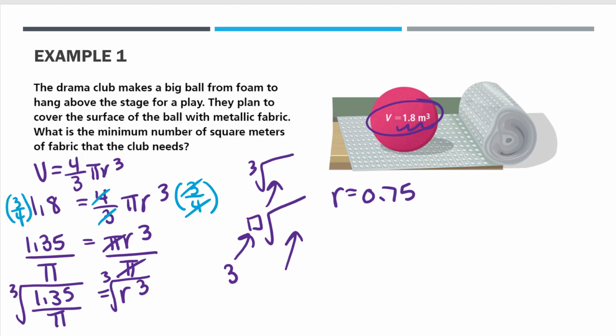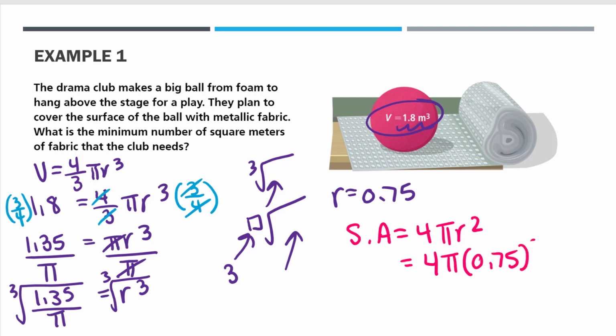So surface area of a sphere, this may be a new formula, is 4 pi r squared. So make sure you write that down too. So we'll plug in our radius of 0.75, which is what we just found. And we simplify this and we get approximately equal to 7.1 meters squared. So our units are meters squared because now we're talking about surface area of that fabric. So we need 7.1 meters squared of fabric in order to cover the sphere.